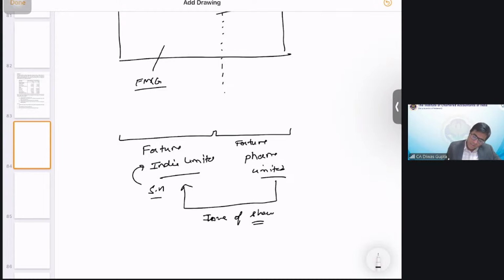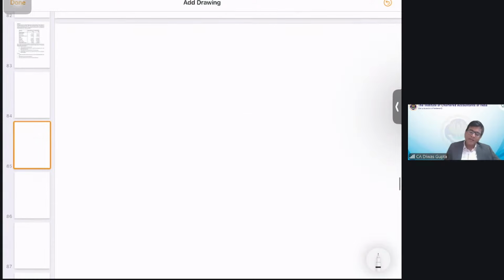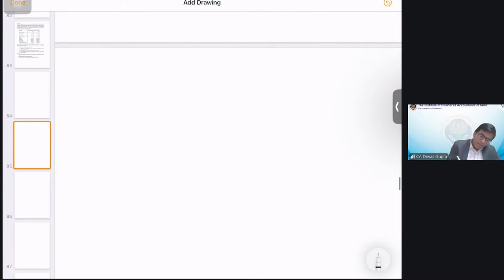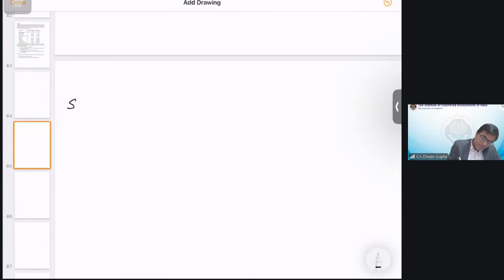I hope you're able to make it out. Why are we issuing the shares of the new company to the shareholders? Right? To these people, the shares will be issued, so that they can make up for the loss of their share in the pharma business. Now let's start our solution, students. So let's talk about Fortune India Limited first.